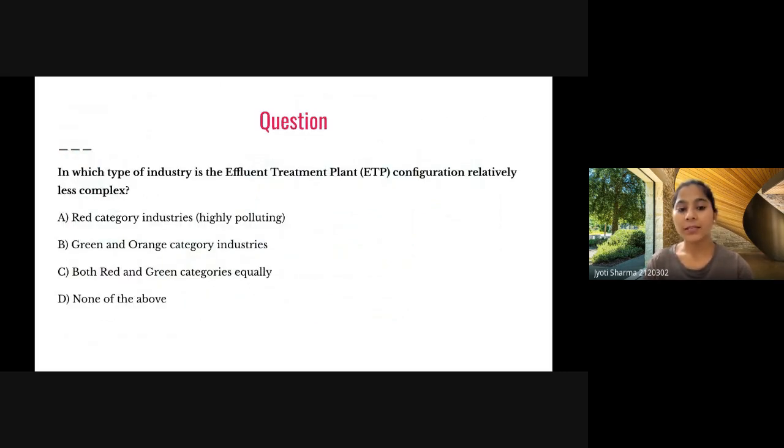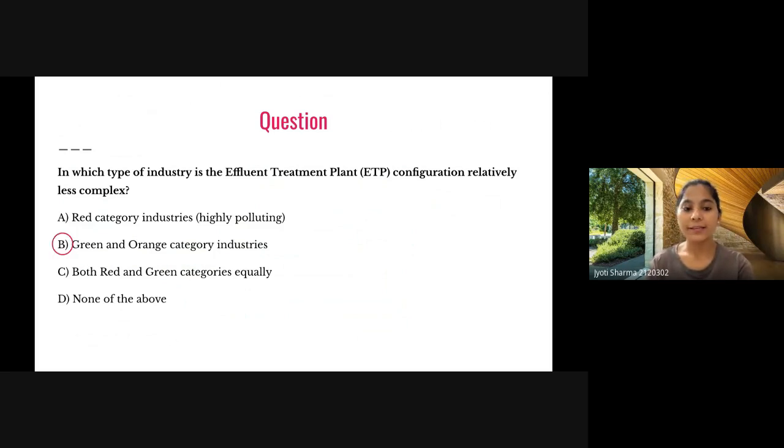Okay, so the next question is, we have classified industries into three categories: red, green, orange. So you have to tell me in which type of industry the effluent treatment plant configuration is relatively less complex. And you have the options: red category industries, green and orange, both red and green, and none of the above. Okay, so I got answer B from both of you.